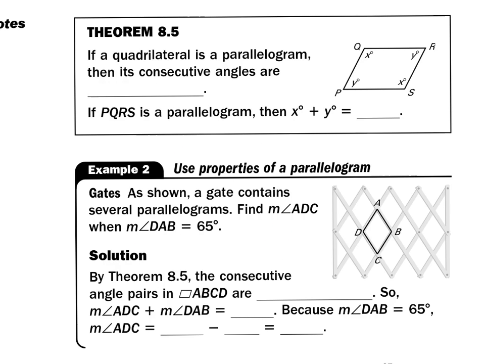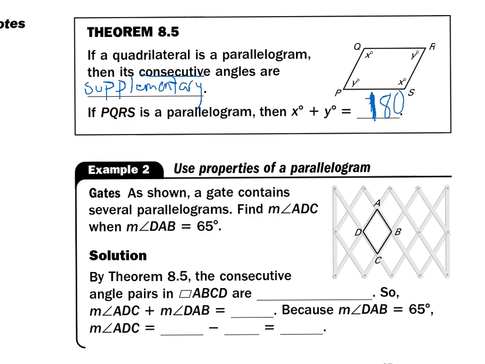Okay, theorem 8.5. If a quadrilateral is a parallelogram, then its consecutive angles, and consecutive means in a row, so two angles in a row, are supplementary. So if PQRS is a parallelogram, then x plus y equals 180. Almost messed that up, didn't I? 180.